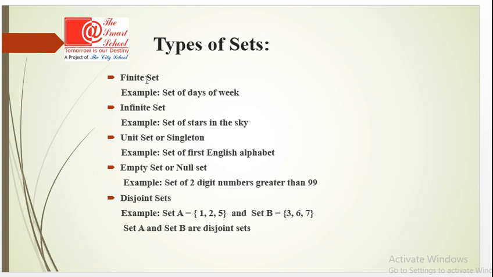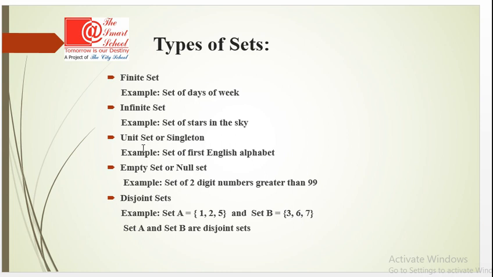Type number 1 is finite set, as the meaning of the word tells us that this set has a limited number of elements. For example, the set of days of the week. Obviously, the set of days of the week has 7 elements in it. We can't write 8 or leave any one. Now, second is infinite set. An infinite set contains an infinite or unlimited number of elements. For example, the set of stars in the sky. Obviously this is unlimited. We can't write these as elements.